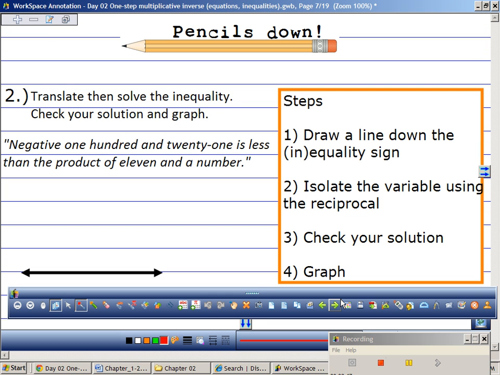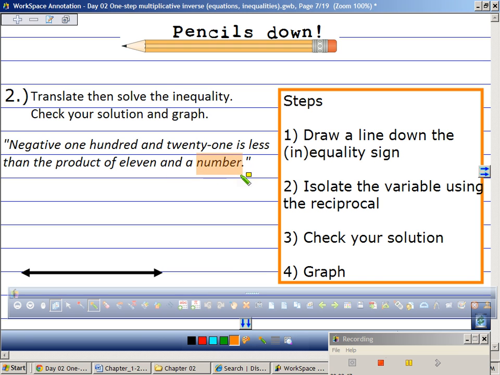All right, let's look at this one. Translate, then solve the inequality. Check your solution and graph. So I'm going to read through my sentence and try to find my variable. -121 is less than the product of 11 and a number. There it is, right there.